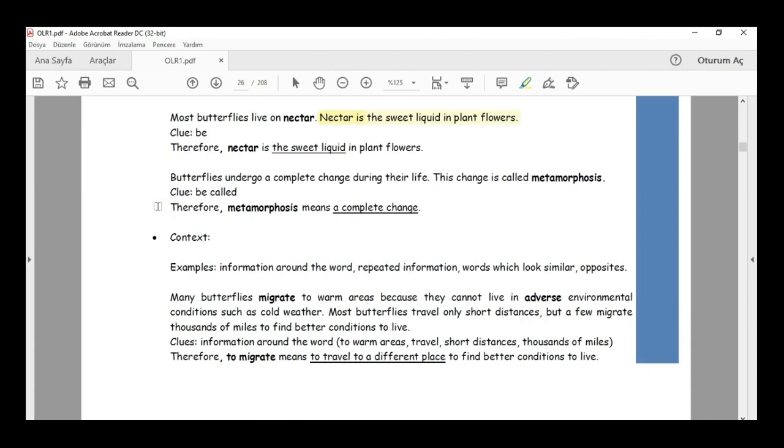Take a look at this. Butterflies undergo a complete change during their life. This change is called metamorphosis. Now, this word is the same as the change. What is this change? A complete change during their life. You can add that, or you may not want to add that. So, metamorphosis means a complete change.